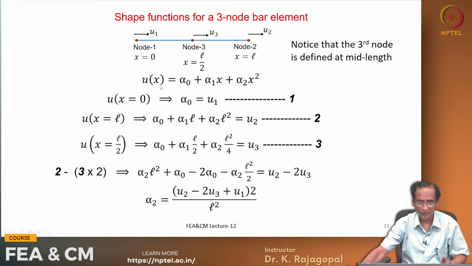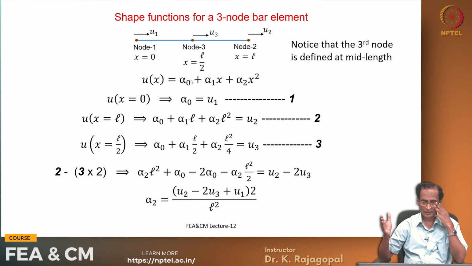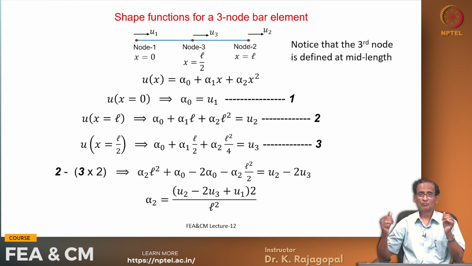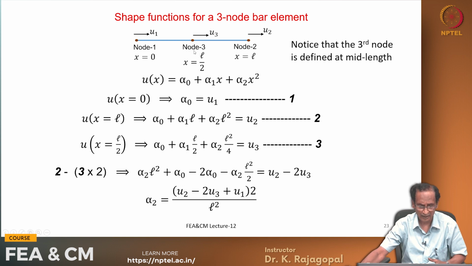So, we extend the same thing for a 3-node bar element, and we assume a polynomial like this: alpha naught plus alpha 1 x plus alpha 2 x square, and this is a complete polynomial, because you have all the terms up to x square. Okay. And you notice that the third node is at the mid length, between node 1 and node 2. See, for defining a bar element, we require minimum 2 nodes, and naturally we will keep these nodes at the 2 ends, and if you want to place more number of nodes, then you can choose some interior points. In this particular case, the node 3 is placed at mid length, but it could be placed anywhere else.